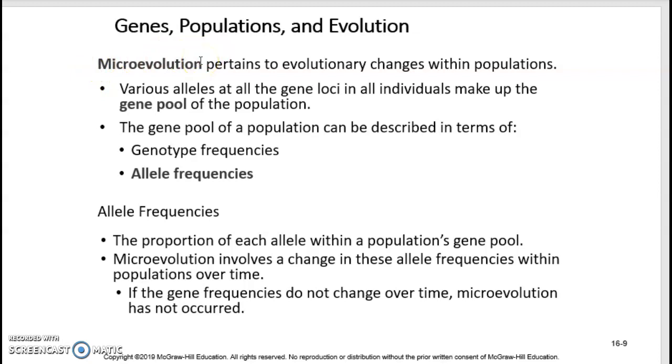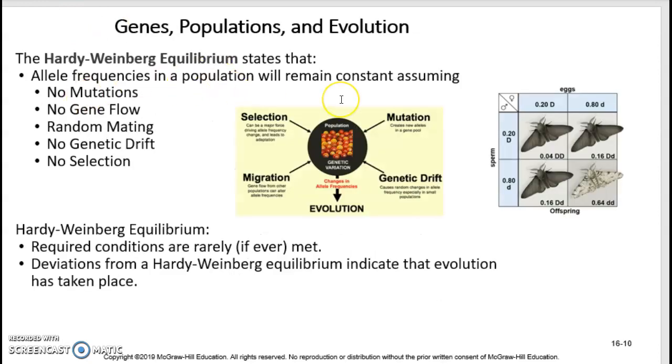Now, macroevolution, M-A-C-R-O, macro is a large evolution. That means that it leads to speciation. That's where you have two completely different species that are so different in their alleles that they can no longer mate. So I'll show you that as well. Okay, so the math that I referred to, that's actually called the Hardy-Weinberg equilibrium.